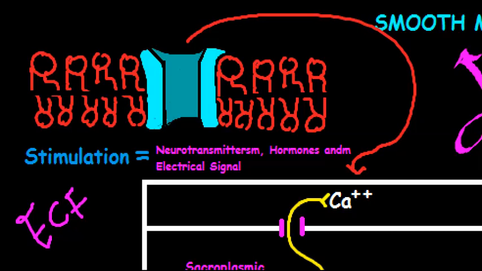So here we have some types of stimulation. The neurotransmitters, sorry, I made a mistake in the spelling. Neurotransmitters, hormones, and electrical signal.